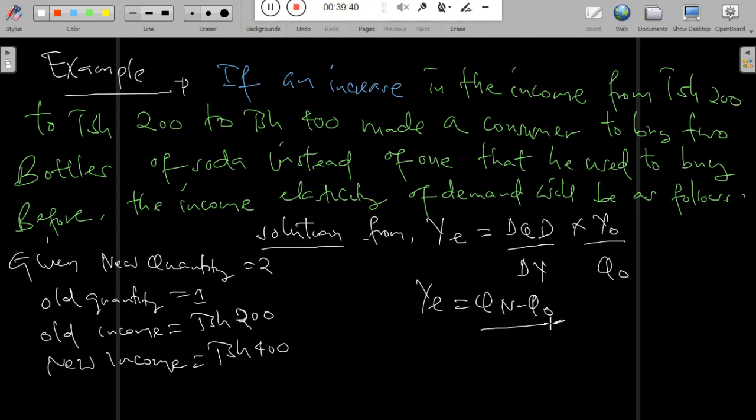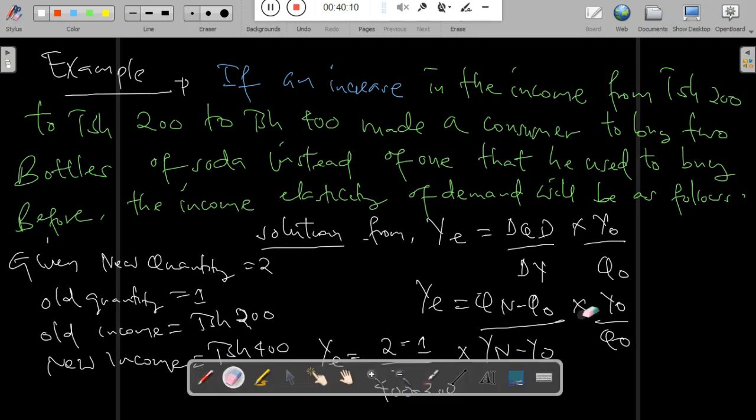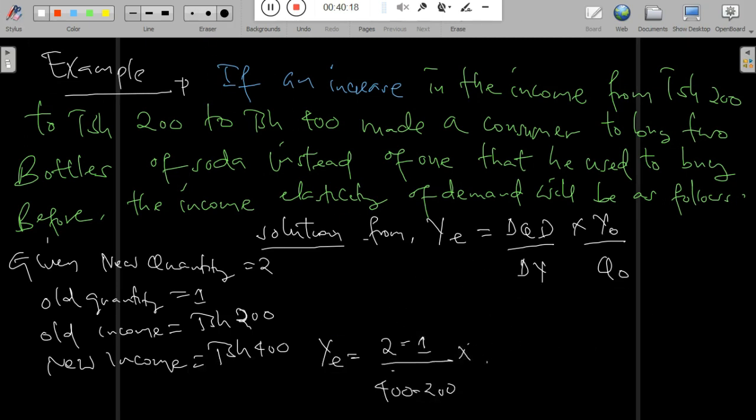The consumer buys 2 bottles of soda instead of the one he used to buy before. So one bottle was bought before, and the new quantity is 2 bottles of soda. So the new quantity is 2 and the old quantity is 1.